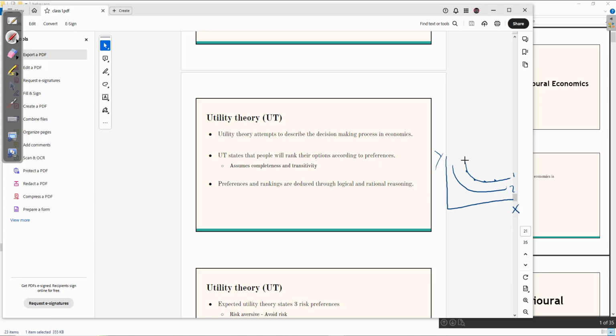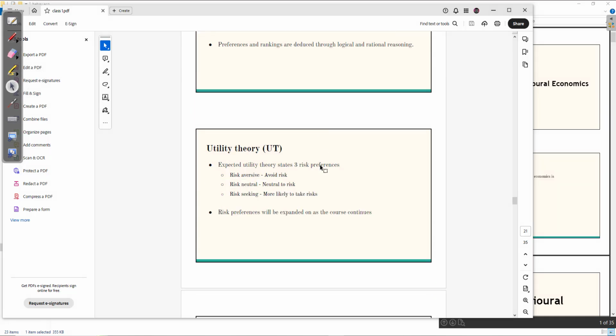So when you join all those points which are giving you the same utility level from different combinations of goods x and y, you will get an indifference curve. This is a way of showing preference and ranking of different combinations, that is, different options that are available to you. So this is what utility theory says, that you will rank things, you will order them, by preferences.